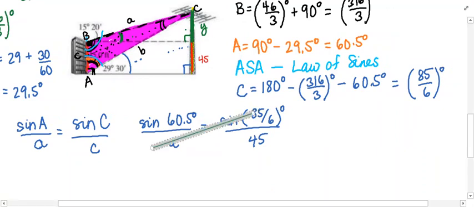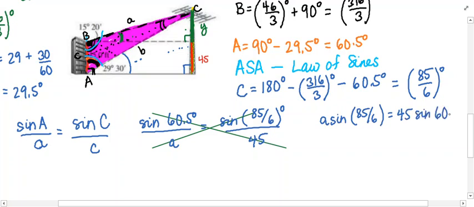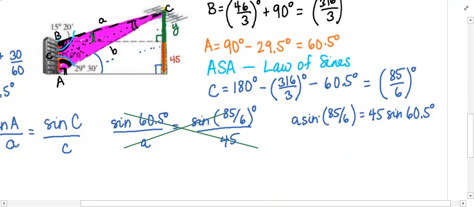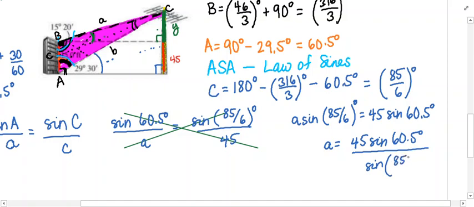We have two fractions equal to each other, so we need to cross multiply. This is going to tell us that A times the sine of 85 over 6 needs to be equal to 45 times the sine of 60.5 degrees. The sine of 85 over 6, that many degrees, that's just going to be a number, so we need to divide it off. So to compute side length A, this is going to be 45 times the sine of 60.5 degrees over the sine of 85 over 6, that many degrees. You need your degree symbol, otherwise the angle is understood to be in radians.